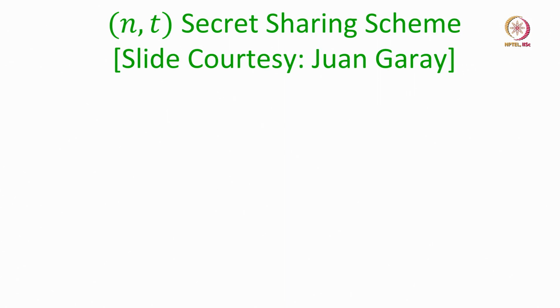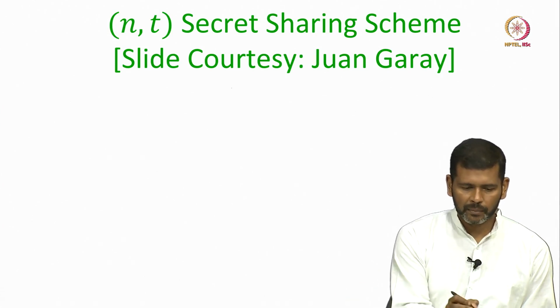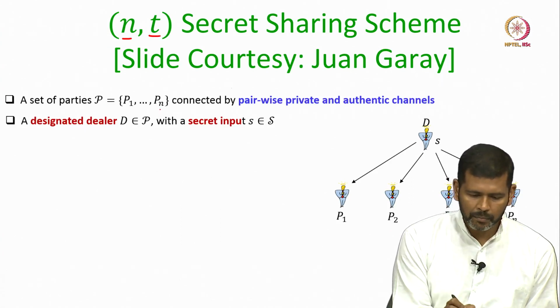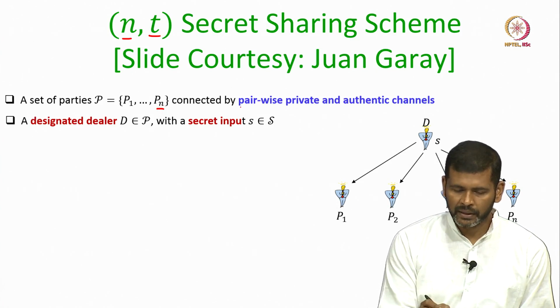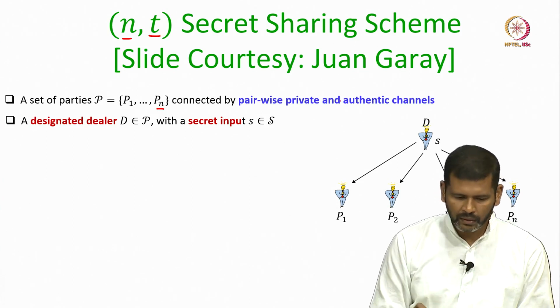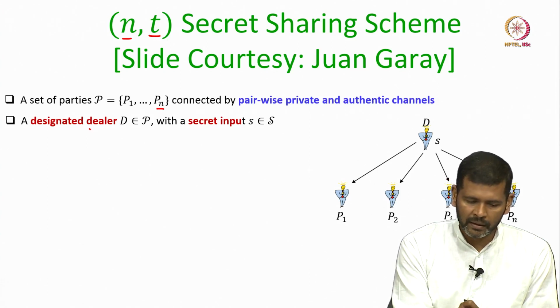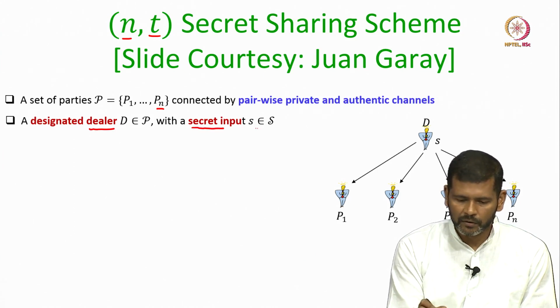So, let us first try to understand the problem of (n, t) secret sharing, and the slide I have taken from one graph. So, you have two parameters here, n and t, and what is the setting here? You are given a set of n parties, and imagine that there is a mechanism for secure communication between every pair of parties, and one of these n parties is a designated party, a dealer, who has some secret input from a bigger space.